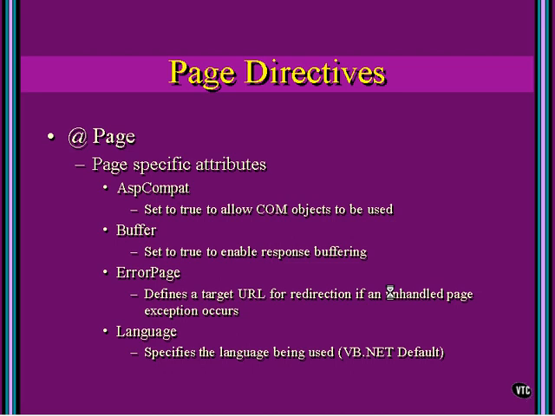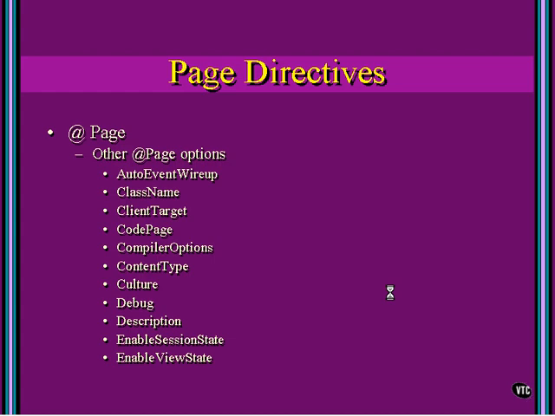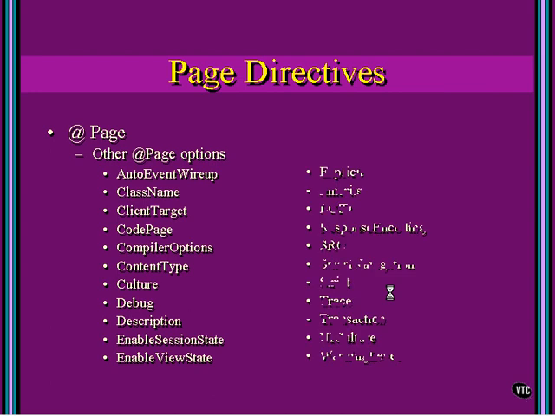You'll see the language directive used quite a bit. It specifies the language being used on this web page. VB.NET is the default, by the way. There are other @page options that we're not going to go into right now. Notice some of these: auto event wire up, class name, looking at your compiler options, content types, cultures, debugs. We're going to talk about session state and view state a little bit later on, in a little bit more detail. So just kind of plant these in your brain. There's a lot of things you can set here. Notice explicit, inherits. We can use inheritance here. Smart navigation, trace. We're going to look at traces a little bit later on.